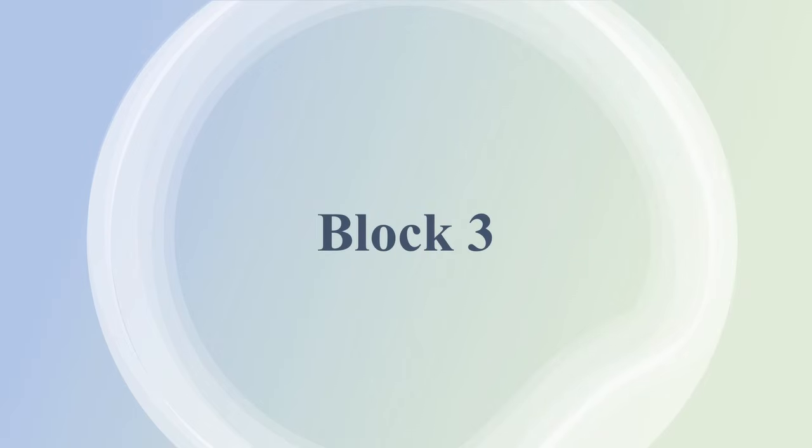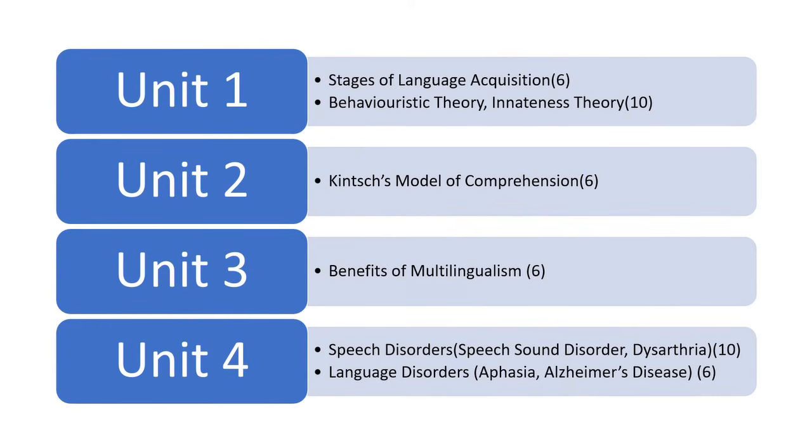Here also we need to look into 4 units. The first unit, stages of language acquisition, is for 6 marks. Behavioristic theory and innateness theory are for 10 marks. In the entire theories we need to look into these theories only. From unit 2, Kintsch model of comprehension, which is for 6 marks. Unit 3, benefits of multilingualism, which is a general question and no explanation is needed for this question. This is for a 6-mark question.